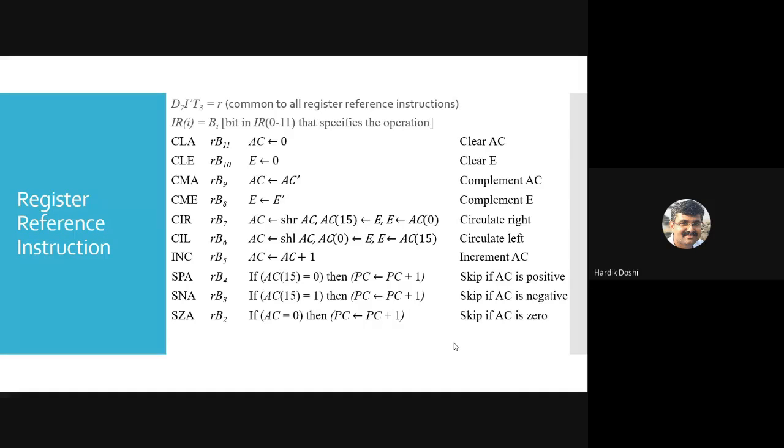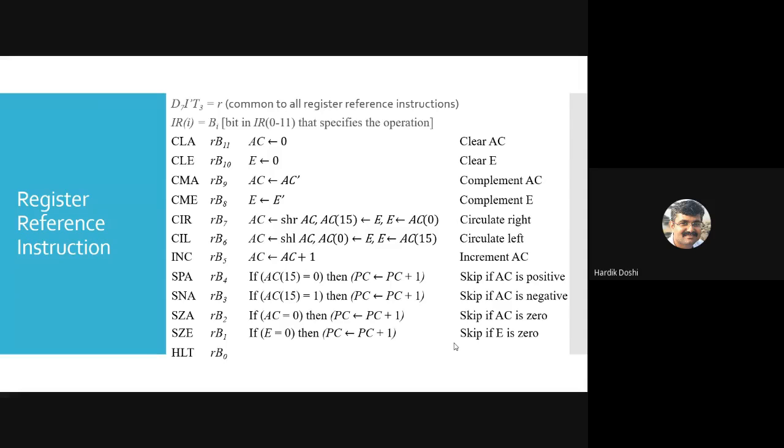Then same way SZE, which occurs at RB1. If E is 0, then PC is to be incremented by 1. Is it fine? And the last register reference instruction is HLT, which occurs at RB0.